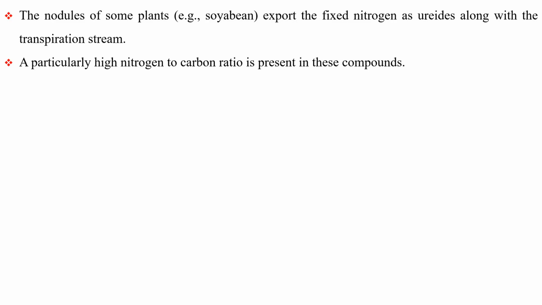The nodules of some plants export the fixed nitrogen as ureides along with the transpiration stream. A particularly high nitrogen to carbon ratio is present in these compounds.